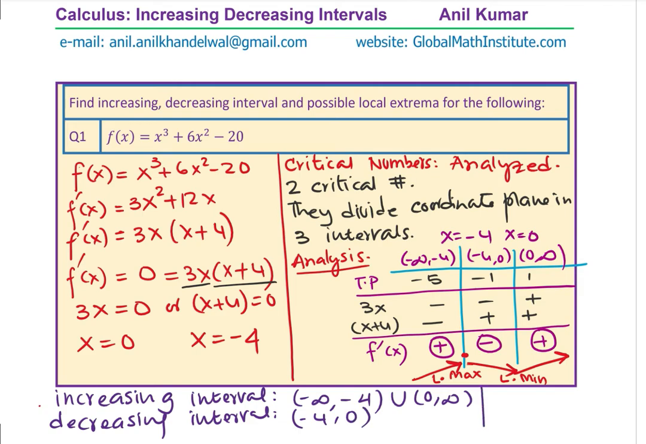And how about the local maximum and minimum? We have local maximum at x equals to minus 4, and we have local minimum at x equals to 0. Do you see that? So all this information you can get from the analysis of first derivative. Is this concept clear to you? Perfect. So with the help of first derivative, we could answer this question.